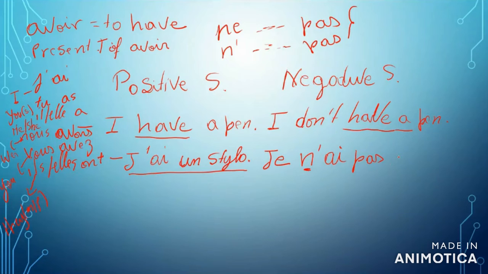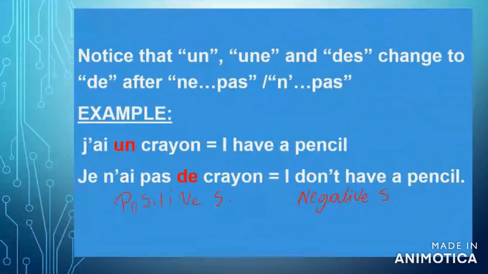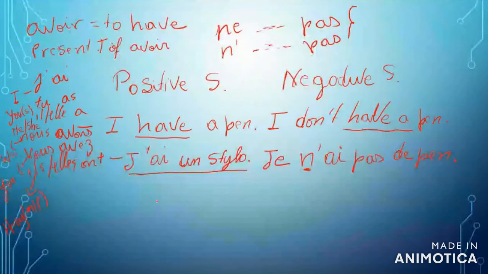Now, you cannot use an indefinite article. You have to use de. Why? Because whenever you're using a negative sentence, all the definite and indefinite articles will have to change to de, which is a preposition. And that's what I did right here, as you can see. Now for my positive sentence, I say j'ai un stylo, which is I have a pen.